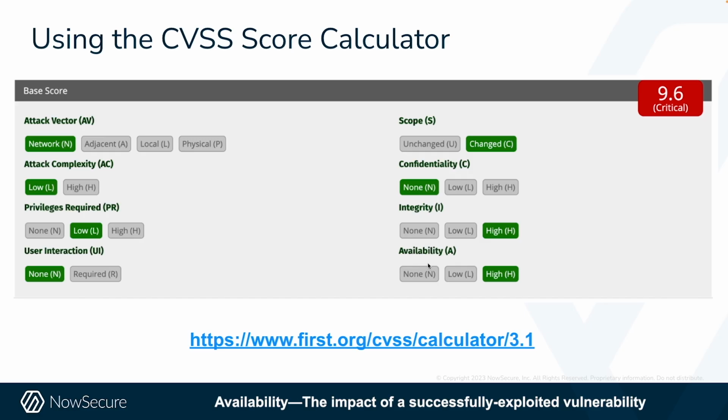Availability. The impact of a successfully exploited vulnerability to the availability of the component. It refers to the loss of availability of the affected component itself, such as a network service, for example web, database, and email. An easy way to calculate the score, taking into account all these factors, is to use the CVSS scoring calculator.